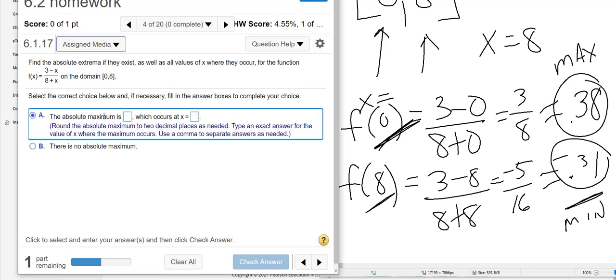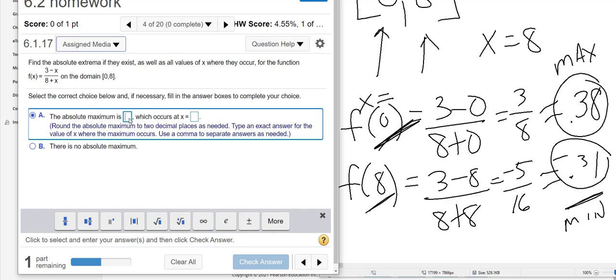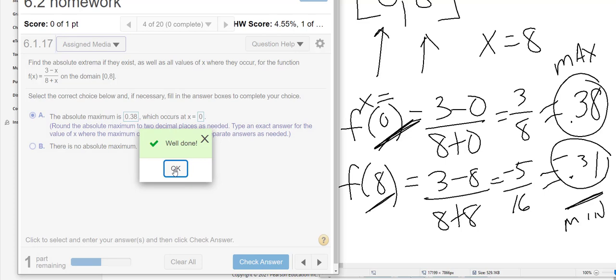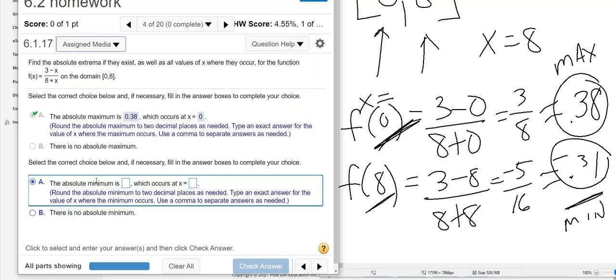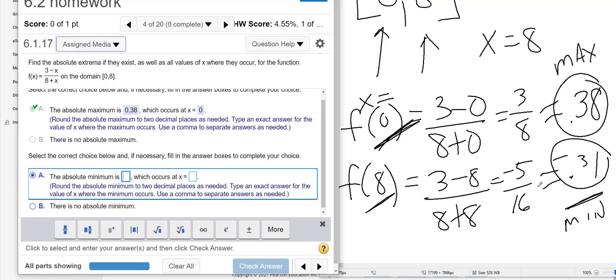So the absolute maximum just on this little interval from 0 to 8 is 0.38 occurring at x equals 0. And the absolute minimum is negative 0.31, and it occurs at x equals 8.